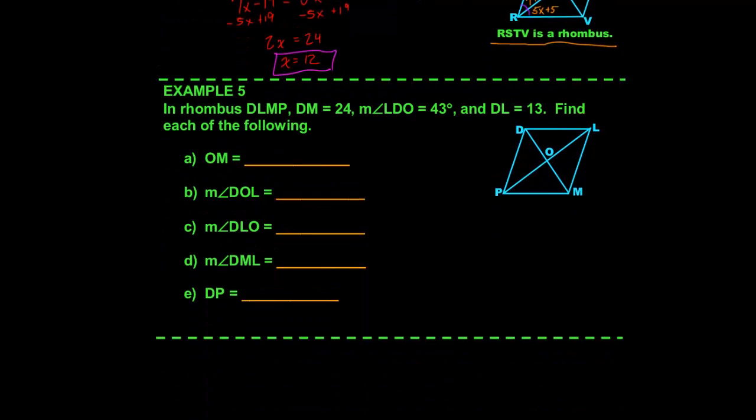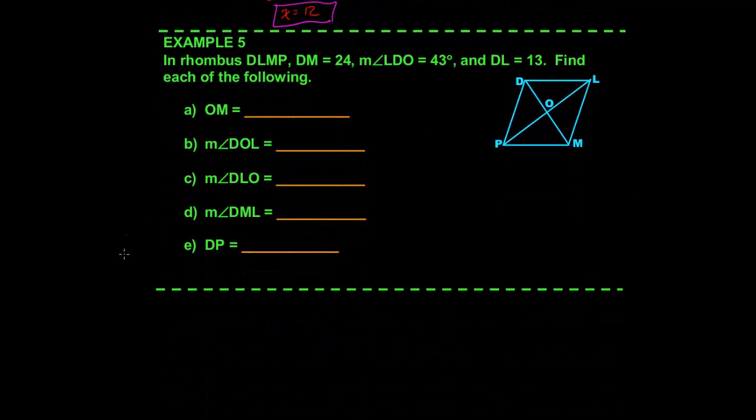Alright, moving along. Example 5. We have A through E. In rhombus. Okay, we know it's a rhombus. So we can look back at our notes. First page of it, we can look at the picture and we know everything about it. We know all the properties. DM, the whole length. Side DM, let's get a little bit brighter color here. DM, this whole thing right here is 24. What do we know about this then? We know this is 12, and this is 12. Alright? The measure of angle LDO is 43 degrees. So I'll put this in here and say this is 43 degrees. And DL, the length of this up here, is 13.